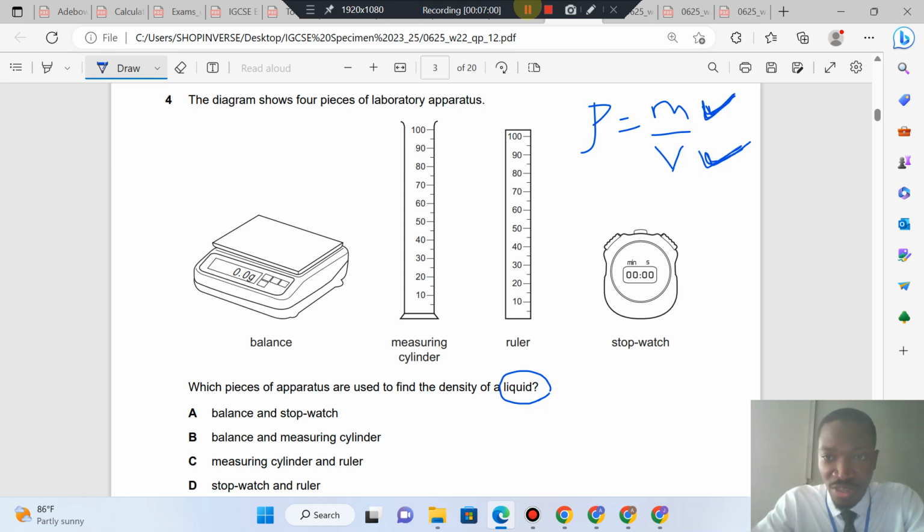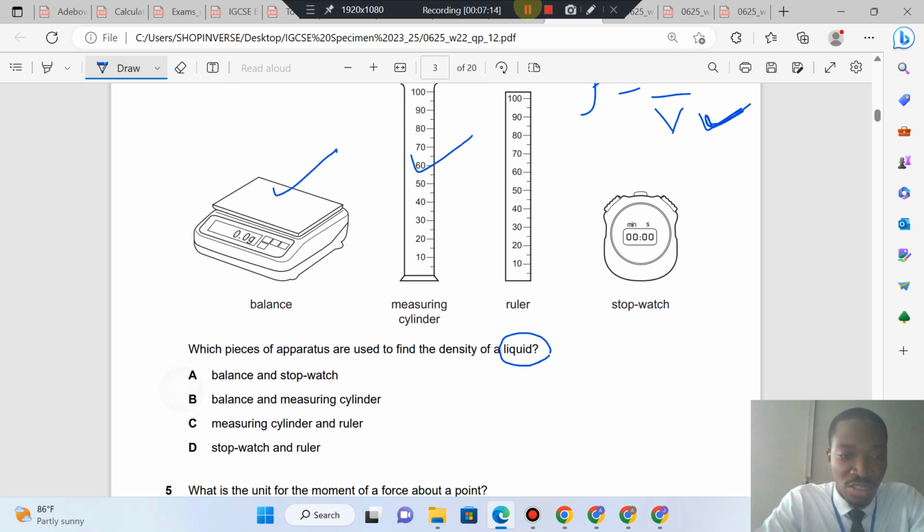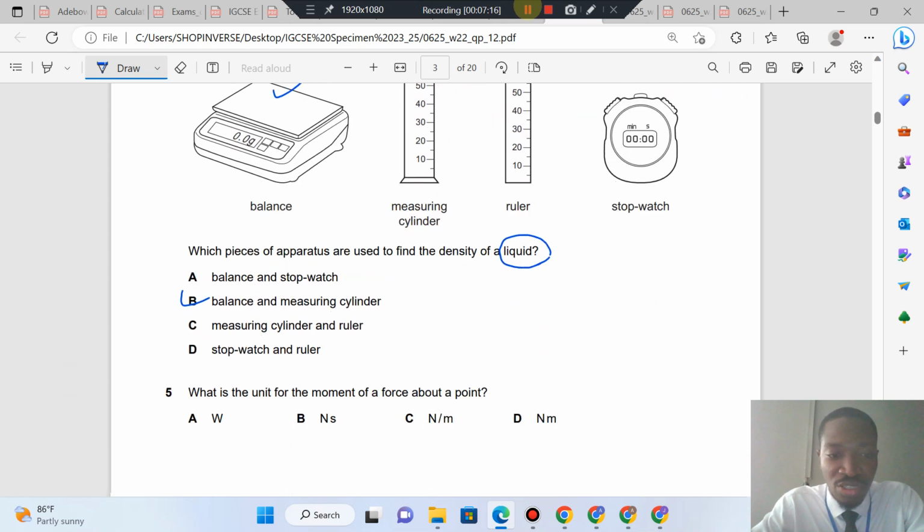Which apparatus would you use to find the mass, and which apparatus would you use to find the volume? So how do you find the mass of a liquid? You place it on a balance, you place it on the scale. After that, you pour it in the measuring cylinder to find the volume. So option B is the correct answer. We have the balance and the measuring cylinder.